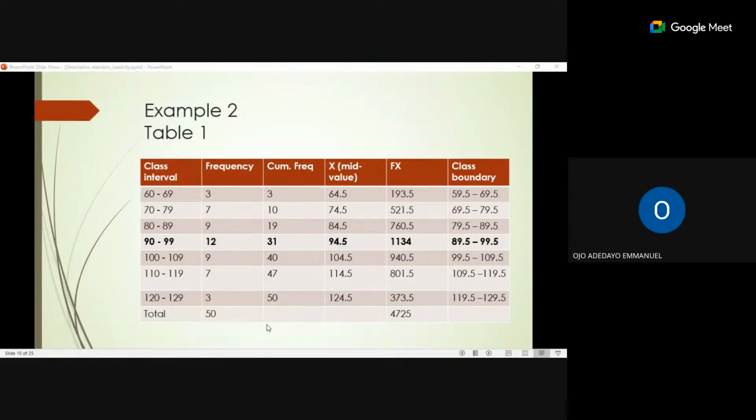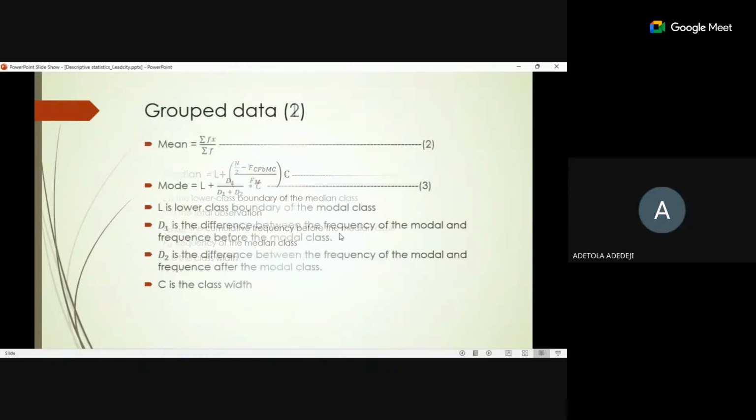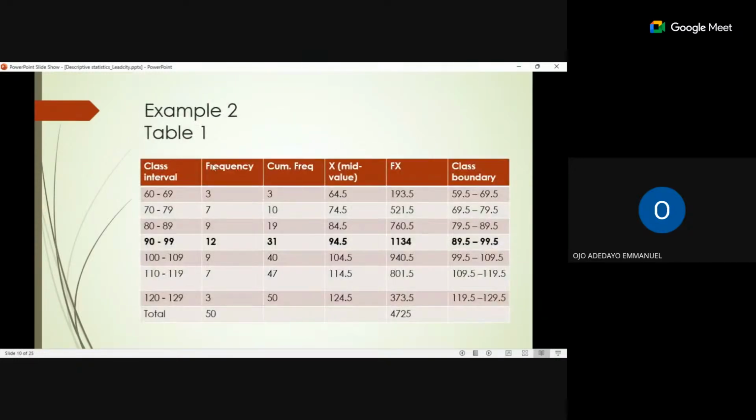Remember that for grouped data, our mean is summation fx over summation f. Let me quickly go back so that you can see. This is our formula for the group mean, summation fx over summation f. So let's go back to our table. The next thing you have to find is the summation fx. How do we get it? It simply means the f that you have here multiplied by the x that you have here. So 3 multiplied by 64.5 gives you 193.5.